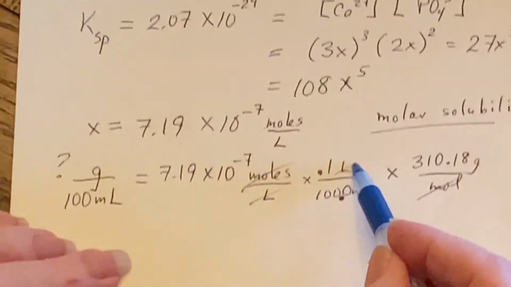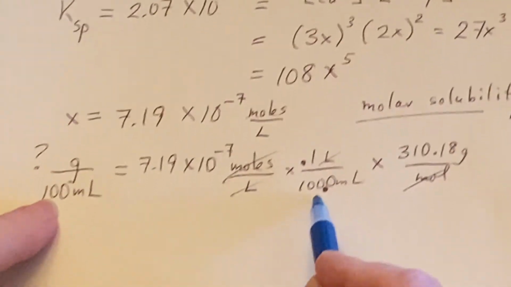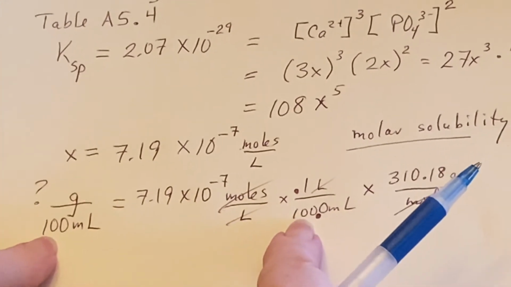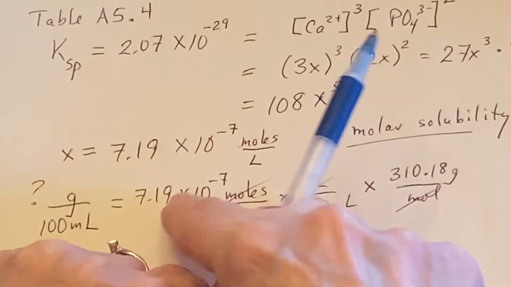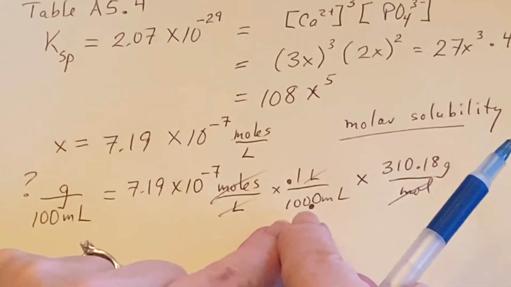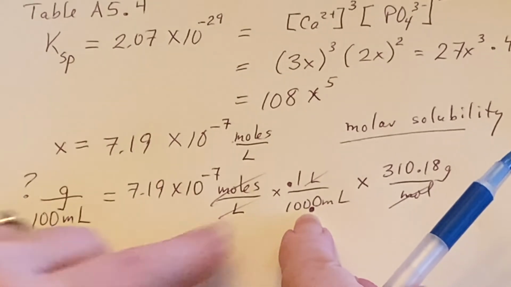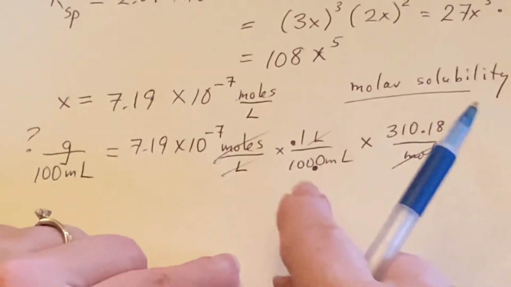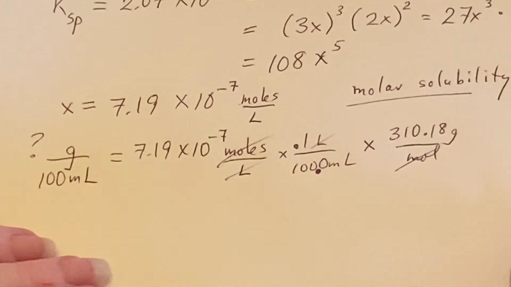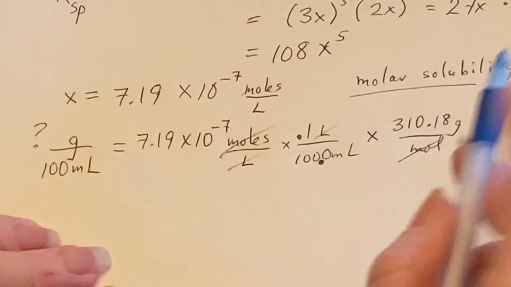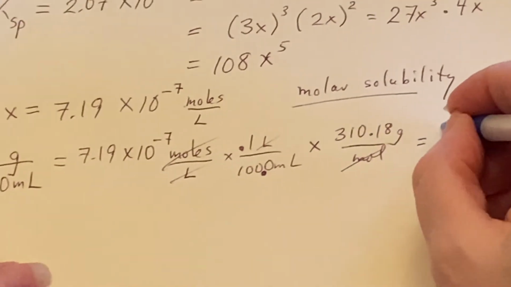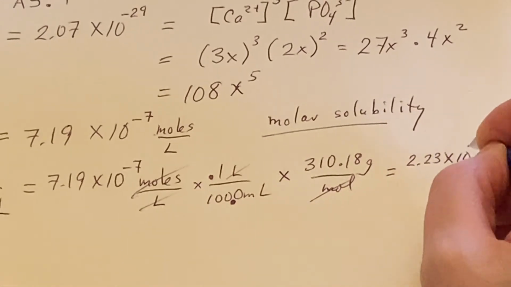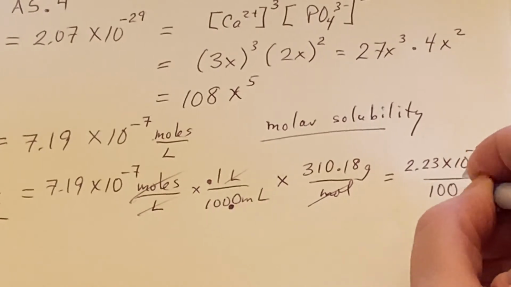Oh, then the liters will still cancel. This will be per the 100 that I want to do. I will not use this in my calculation because I'm trying to keep it. I will only use the things that are up in the numerator because I'm trying to keep this the way it is so it will match. Okay? That's a little weird. It's not what we usually do. So that's why I'm stressing it here. And then if you do that and you take it through your calculator, you will find out that you get 2.23 times 10 to the negative 5th grams per every 100 milliliters.